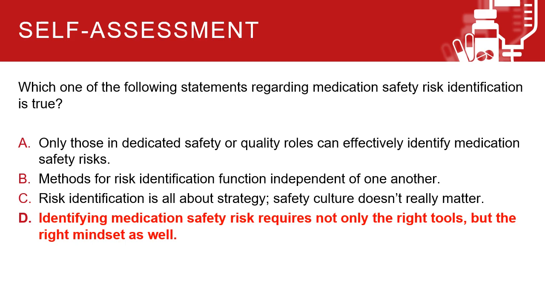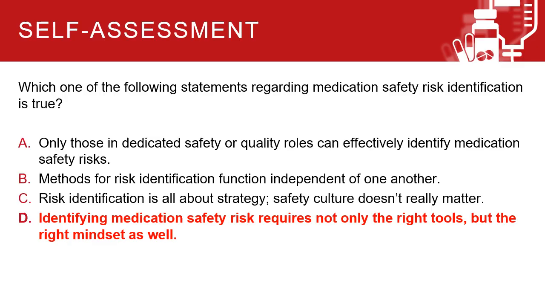Answer choice C, risk identification is all about strategy, safety culture doesn't really matter, is false, because a strong safety culture encourages open communication, error reporting, and learning from mistakes. Without a supportive culture, even the best tools and strategies won't be fully effective. Staff must feel safe to report errors and near misses without fear of punishment, enabling the organization to learn from incidents and implement systems-based improvements.